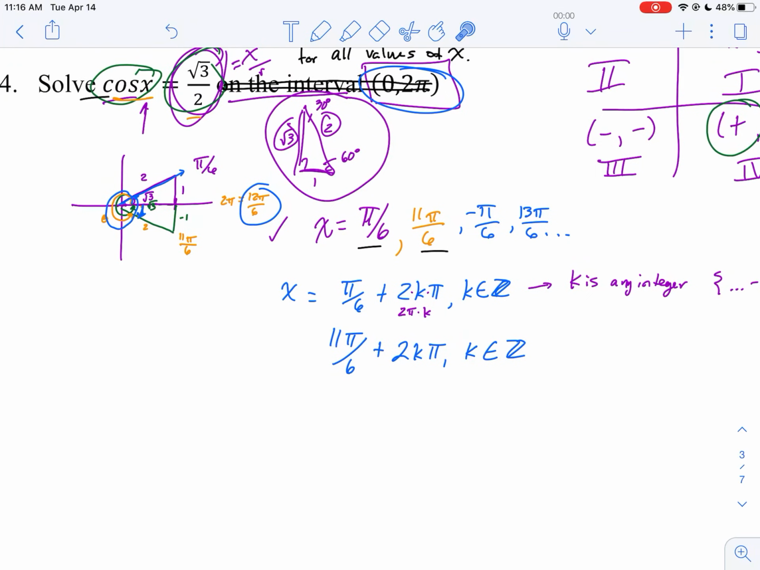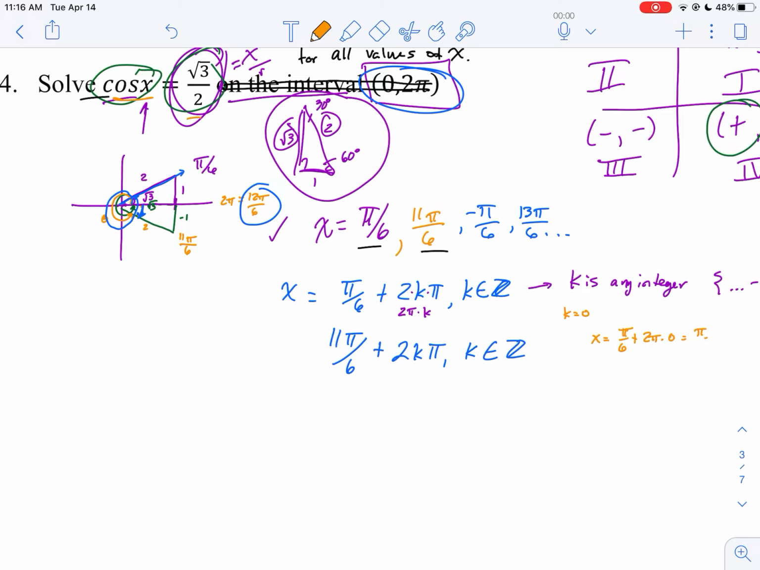2 pi is just going around the circle. So if I find pi over 6 as a solution, and then I go around the circle, I'm going to get another solution. And so let's just say for a moment that k is 0. So pretend that k equals 0. Then this says that x equals pi over 6 plus 2 pi times 0, which is just pi over 6. Check, that's the solution we had.